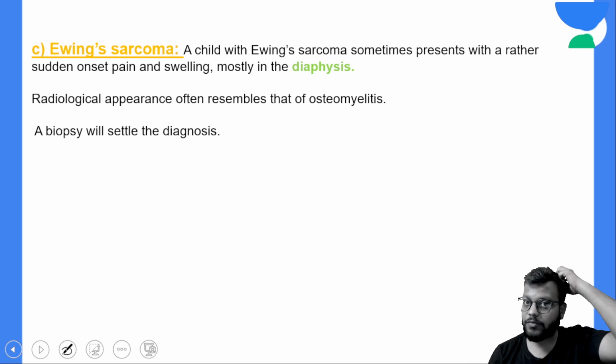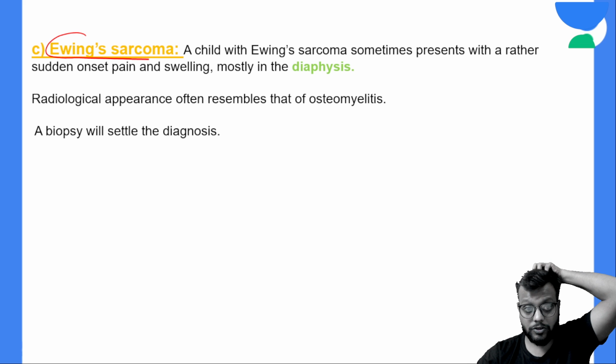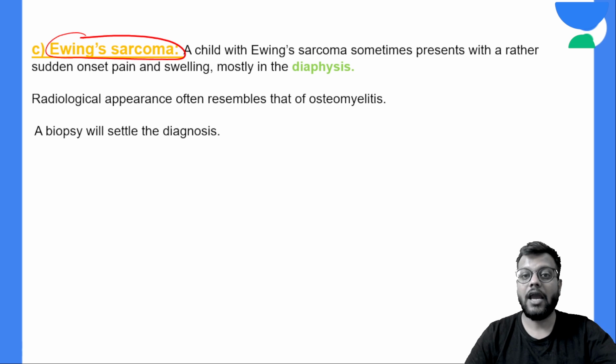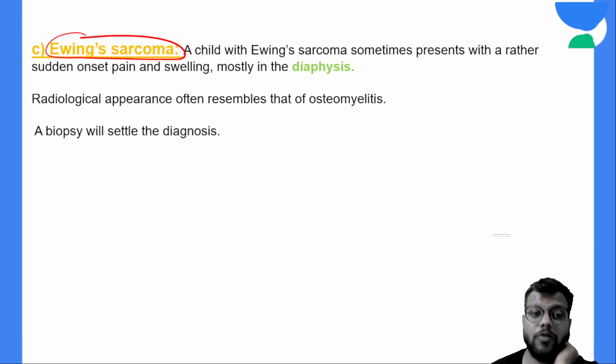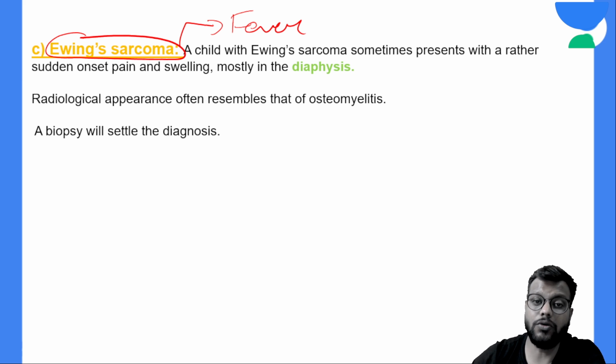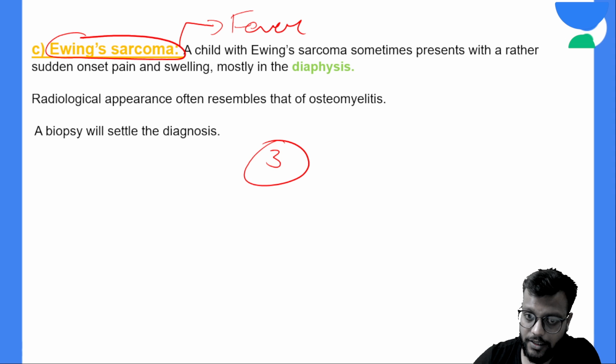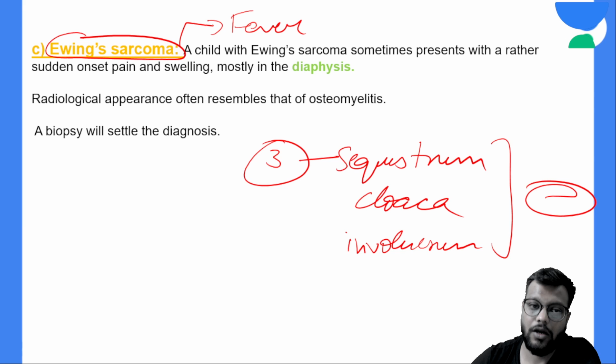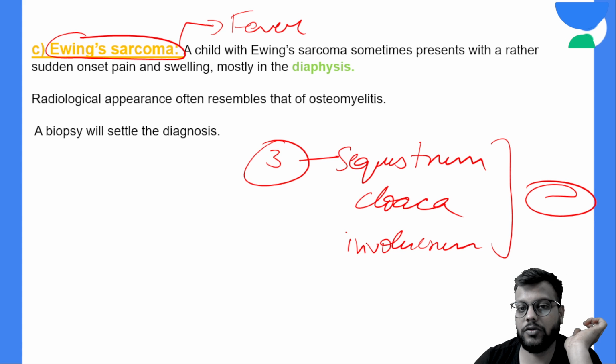Now sometimes chronic osteomyelitis is confused with Ewing sarcoma also, because in Ewing sarcoma also you have the onion peel periosteal reaction and lytic lesion, and very importantly in Ewing sarcoma also you have the symptom of fever. To differentiate it is very easy. First of all, the three typical signs, that is the sequestrum, cloaca and the involucrum, will be absent in case of Ewing sarcoma. And also Ewing sarcoma in long bones is diaphyseal, not metaphyseal like chronic osteomyelitis.